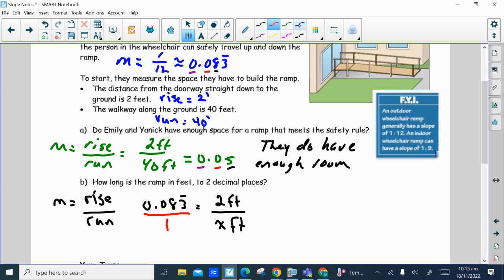And the reason we do that is because we've seen if two fractions are equal to each other, their cross products are equal. So we're going to cross multiply. And I'm going to start with the pair that has the x in it. So it'll be 0.083 repeating times x equals 1 times 2, which obviously on the right side, 1 times 2 is 2.